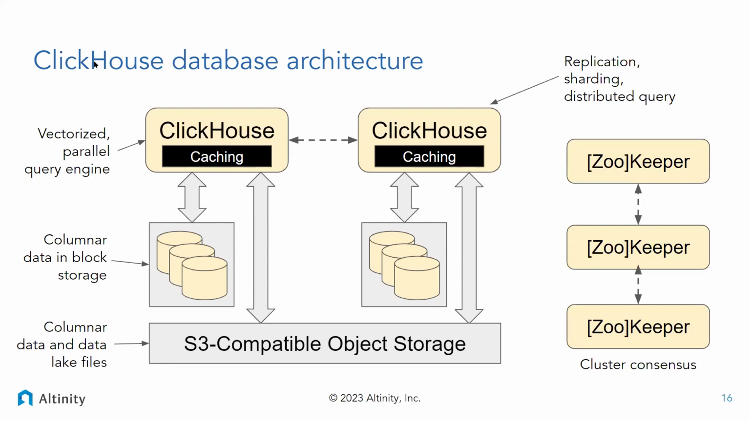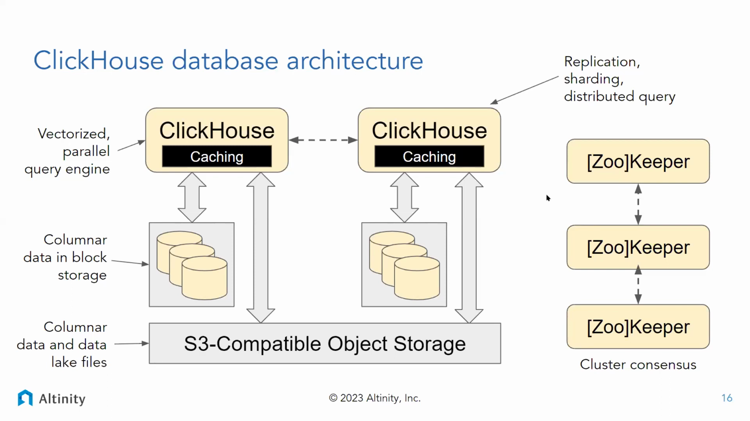When ClickHouse was originally developed, it could only store data in block storage, but it has since been improved to be able to store the data in S3 compatible object storage, that is to say, any object storage which has an S3 API. It also includes either ClickHouse Keeper or Zookeeper. This is a cluster which is used to maintain consensus about the data that needs to be replicated between servers. So this is the database architecture.